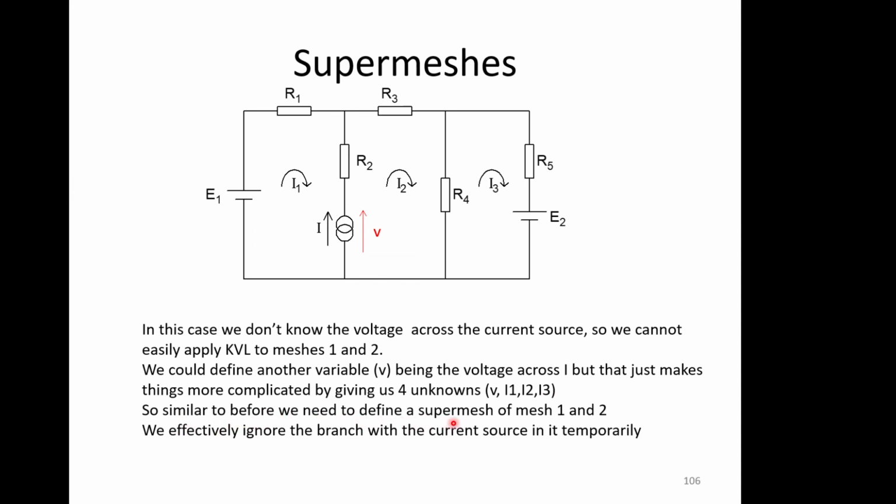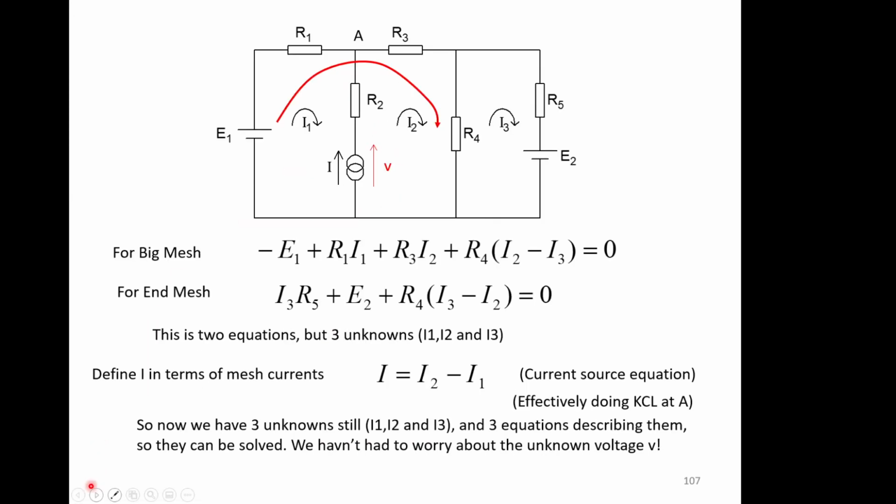So let's define a super mesh of meshes 1 and 2, and we effectively ignore the branch with the current source in it temporarily. So we're going to go round this mesh because we don't like the undefined thing, so we'll ignore it for as long as we can. So for the big mesh, minus E1, R1 I1 to do with this one, R3 I2 to do with that one. So remember, now we're interested in I2 as the mesh current in this part of the loop. It's I1 over here, so we have to make that change. R4 (I2 minus I3), that's the one down here, and so on.